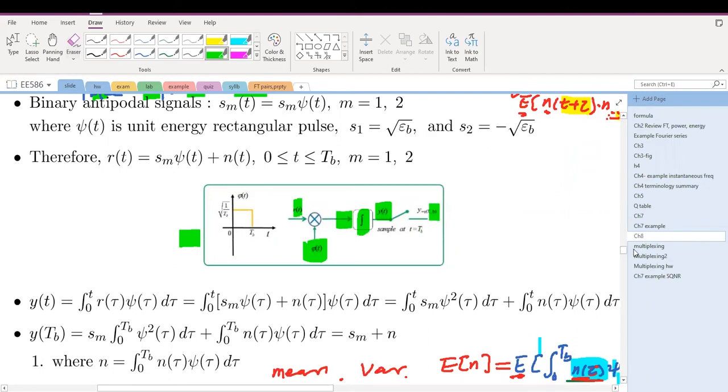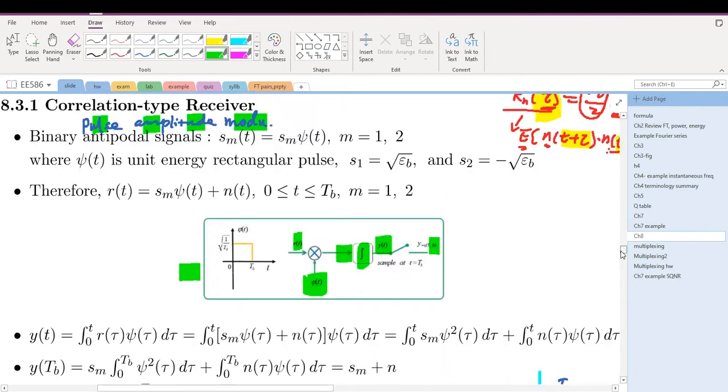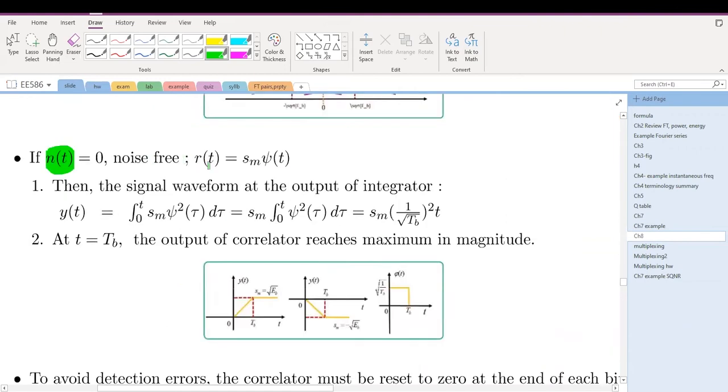Now let's look at a special case where we do not have noise at the receiver, which is the ideal case. The noise is equal to 0. Then r(t), the received signal, equals the transmitted signal. This is a geometric representation of the pulse transmitted. At the output of the integrator, we do the integral from 0 to t. We use the dummy variable tau. So this is r(tau).